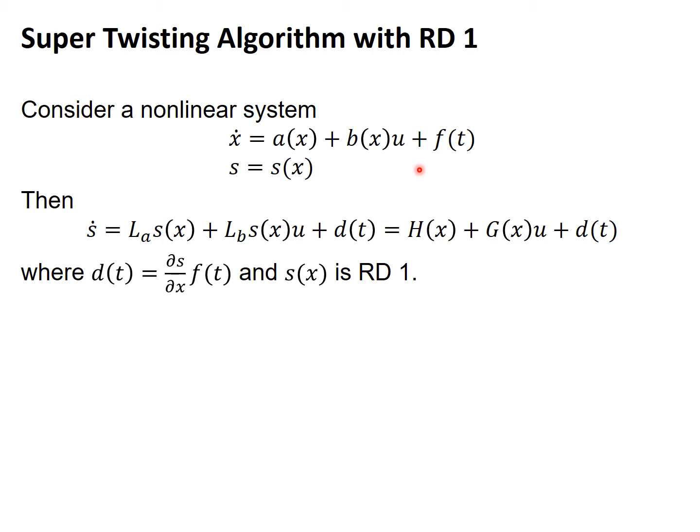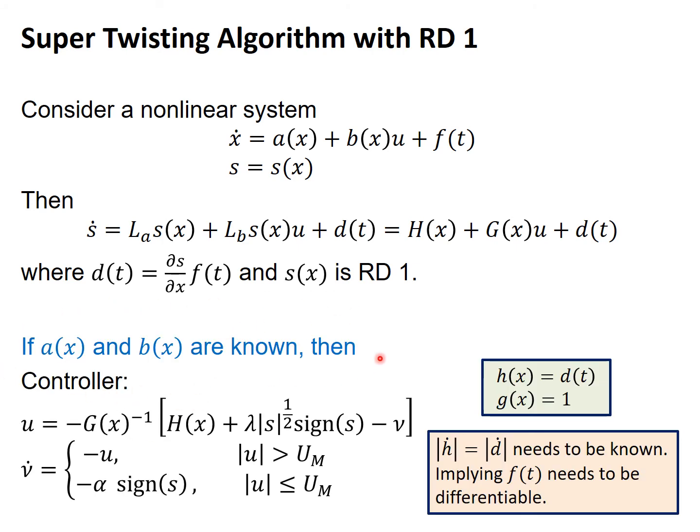So we can even have unmatched disturbance in this case. So this is one benefit of super twisting algorithm, we can say. So now you see the next slide.